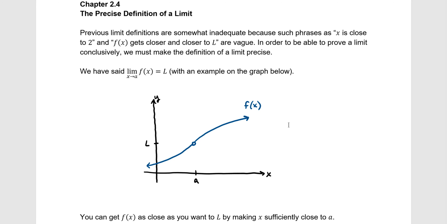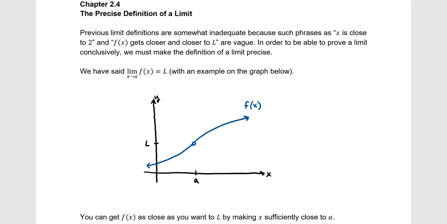In this section, we're going to be going over the precise definition of a limit. Previously, the wording that we used for limits was kind of vague. We said something like x is close to 2 or x approaches 2, and f of x gets closer and closer to some limit L. That doesn't really work as a great definition.